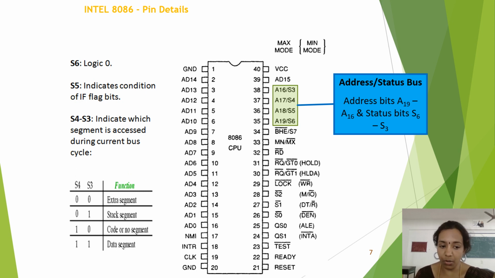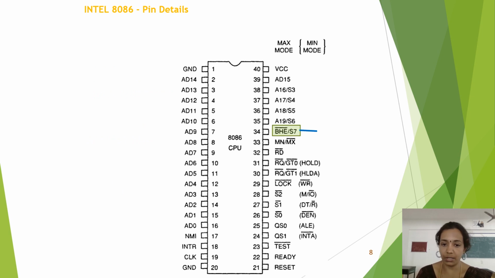So this is the digital logic for S3 and S4. When it is 0, 0, then the extra segment would be functioning. When it is 0, 1, the stack segment would be functioning. When it is 1, 0, the code segment would be functioning. 1, 1, the data segment would be functioning.